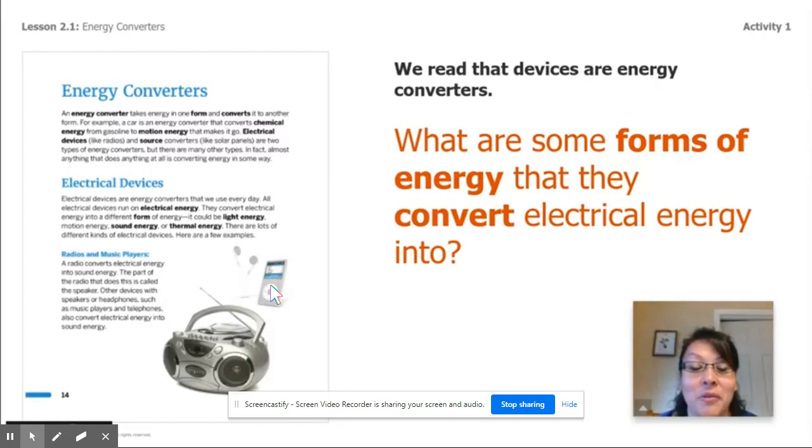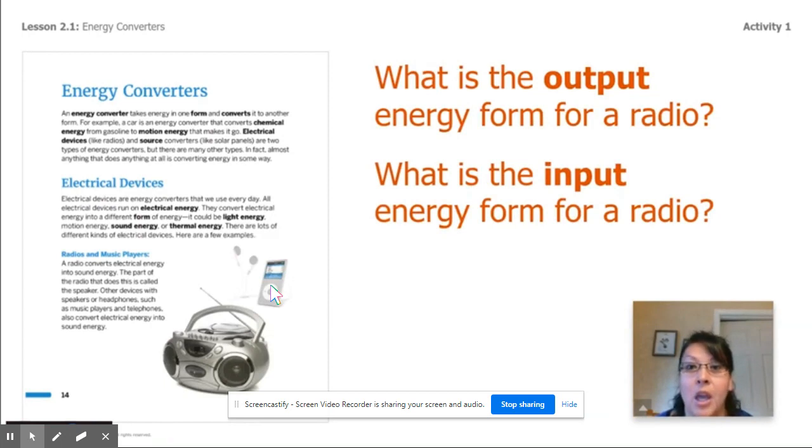Yep, there's 4 different types. They are light energy, motion energy, sound energy, and thermal energy. And they're all output energy forms. So what is the output energy form for a radio? You can go ahead and look at my text again. What is the output energy form for a radio?